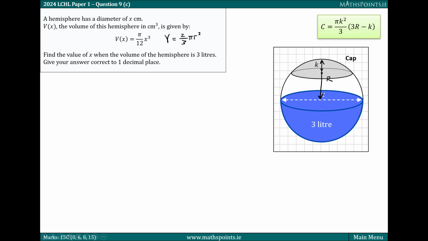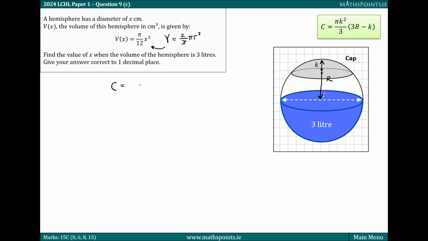That would give us a cap that's equal in volume, let's say, to the volume of a hemisphere of radius r. So let's go and do that. Let's set a k value equal to r and put it into this formula for the volume of a cap, derive the formula for the volume of a hemisphere, and then see how we can actually derive this formula, which is in terms of x.